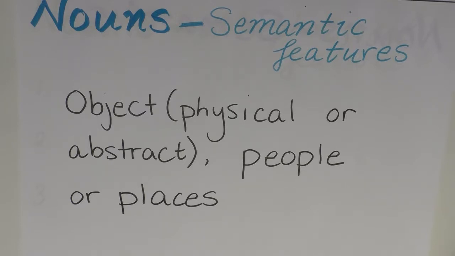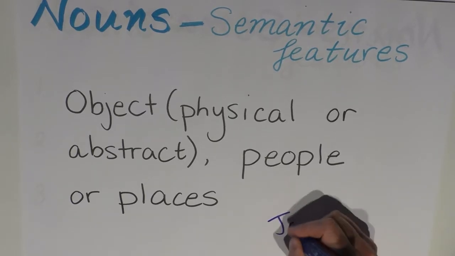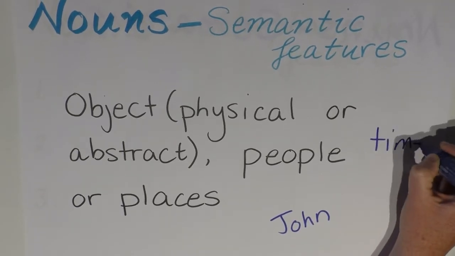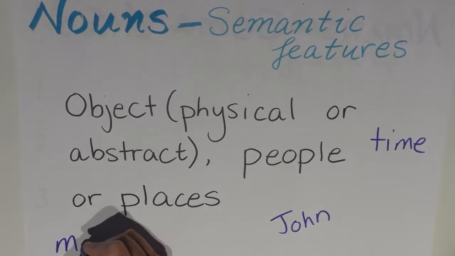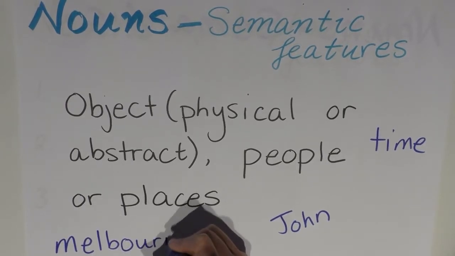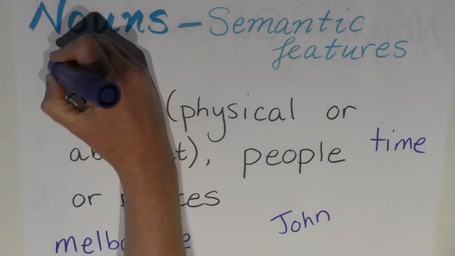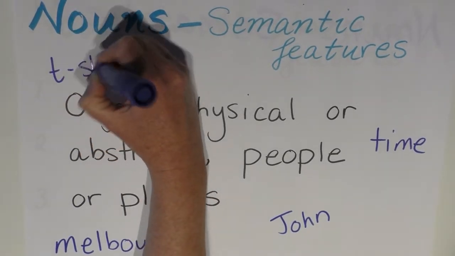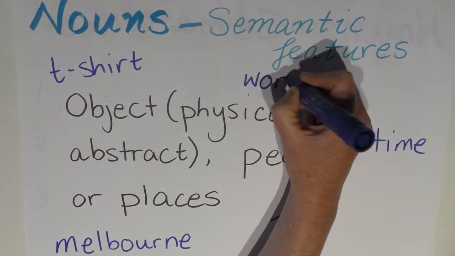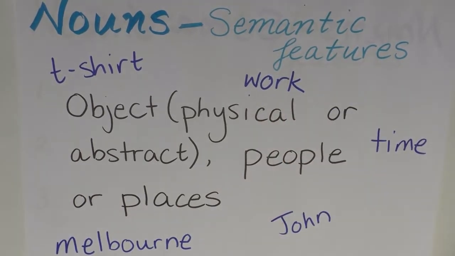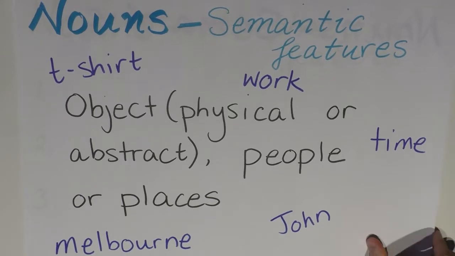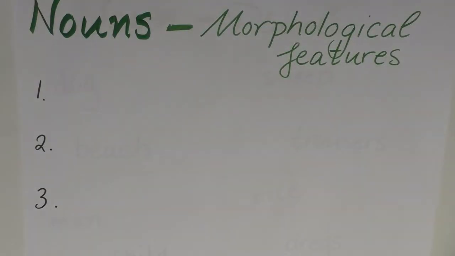So, John, time, Melbourne, t-shirt, and work are all examples of nouns. Now there are 3 morphological features of nouns. So let's move on to those.